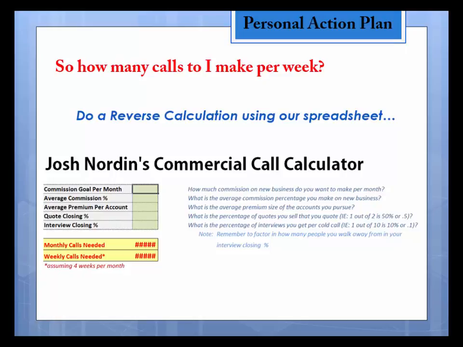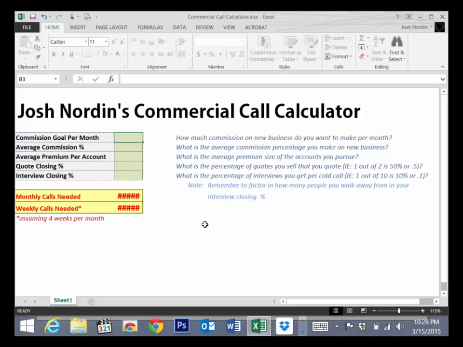But I did create a spreadsheet that I don't have a snazzy title for, and we didn't copyright or anything. So I'm just calling it my commercial call calculator for now so someone doesn't rip it off. But let me just go ahead and bring it up here real quick. Okay, so this is basically going to calculate how many calls monthly and weekly you need to make, assuming there's 4 weeks per month, based off of your commission goal. So that's ultimately what it boils down to, right? I mean, how much money do you want to make per month?